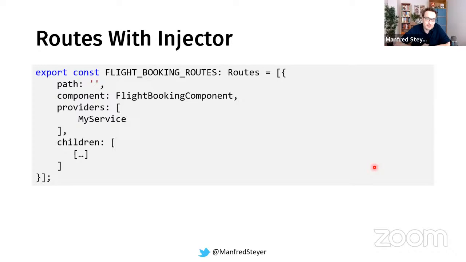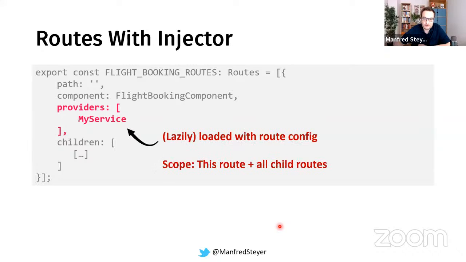Another feature we get with the new or updated router is that each routing configuration, or to be more precise, each route actually can have a providers array. And in this case, we can register services that are loaded with this routing configuration, given it's lazy, then it's lazily loaded. And the scope of this service is this very route and all children, all child routes.